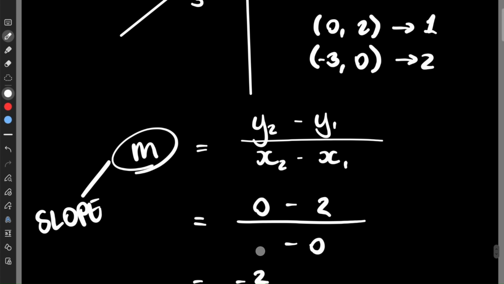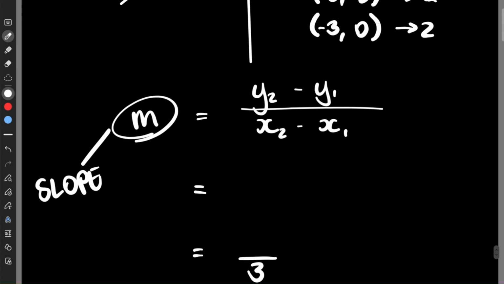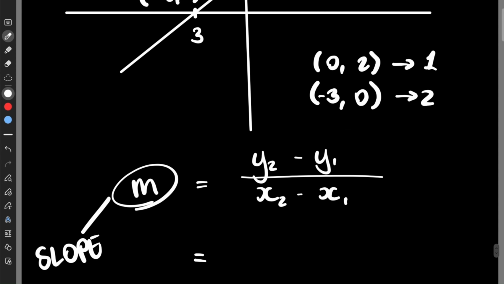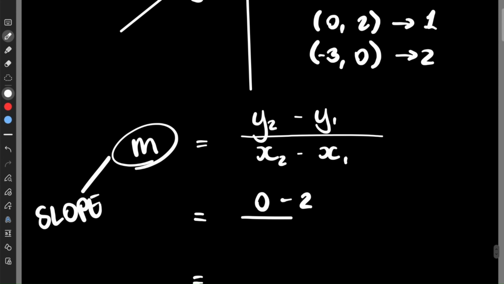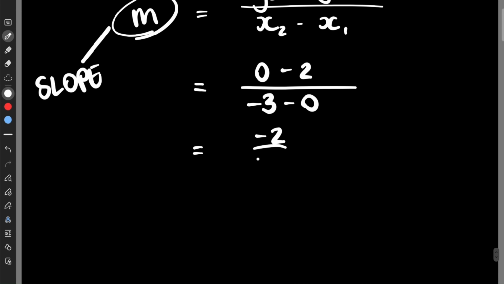My bad, this is from a previous example, a different type of example, but I realized I made a mistake, so I had to redo things. Anyway, we can just plug in the second y value, that's what y2 means. So 0 minus the first y value, which is 2, over the second x value, which is -3, minus the first x value, which is 0. What we're left with is -2 over -3, and of course the negatives will cancel out, and then what we're left with is 2 over 3, and that is the slope.